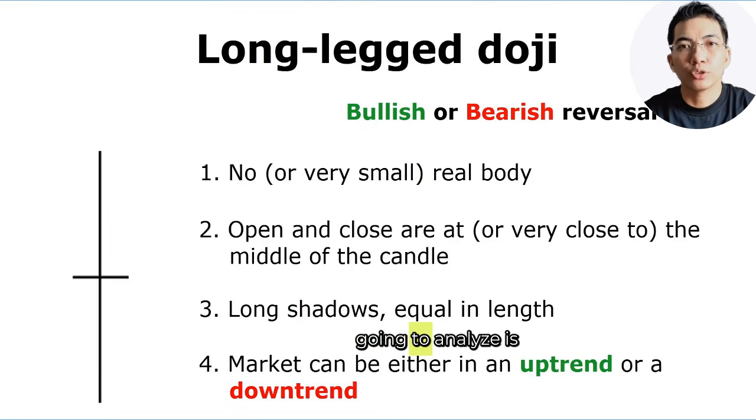Last doji we are going to analyze is named long-legged doji or rickshaw man. This is a doji with an open and close at the middle of the candle's range, or very close to the middle of the candle. There's no real body or a very small real body, and there are 2 long shadows that we can also call legs. That's why the name long-legged doji.